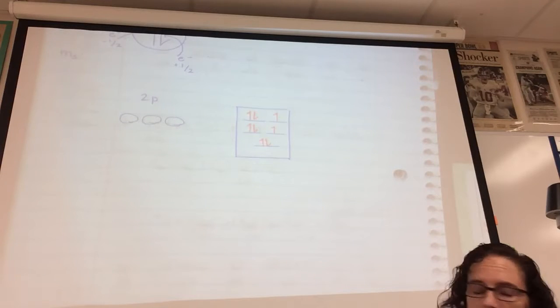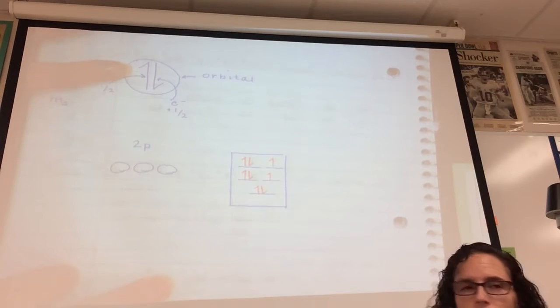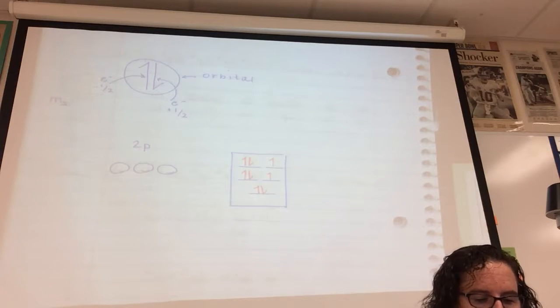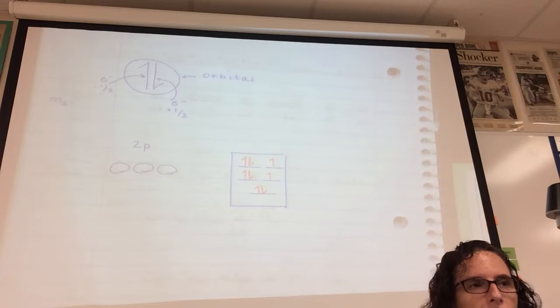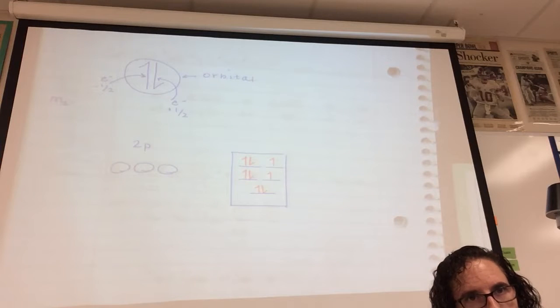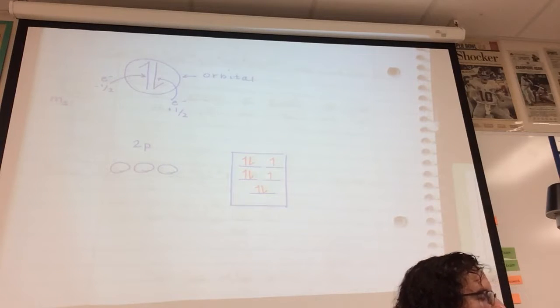Pauli's exclusion principle, a maximum of 2 electrons in an orbital. They must spin in opposite directions. Aufbau's principle says you fill a sublevel before moving to the next. I'll illustrate that for you when we write and draw. Hund's rule is the bus rule. All right, keep those in mind.